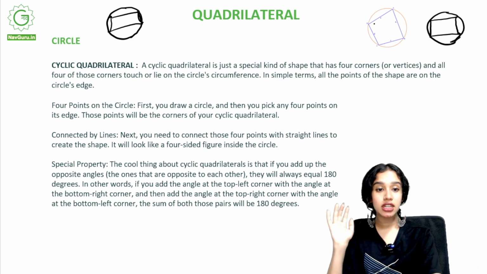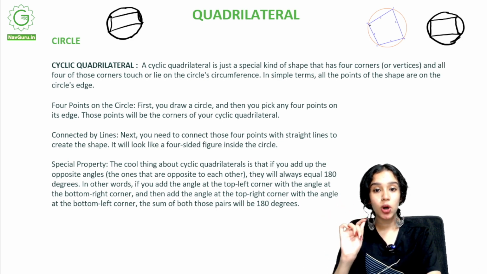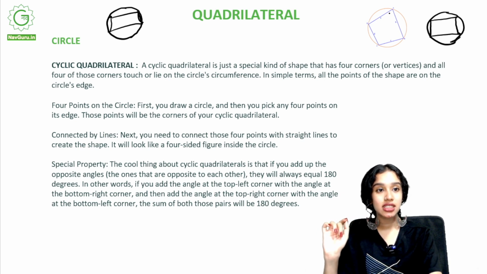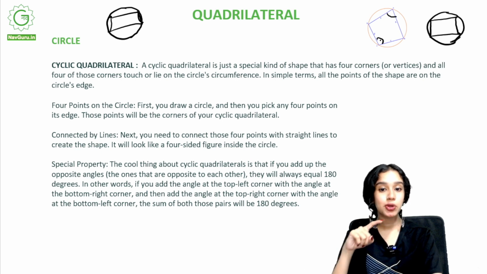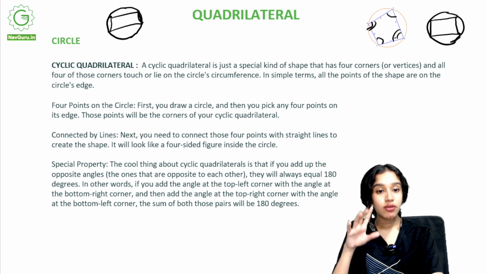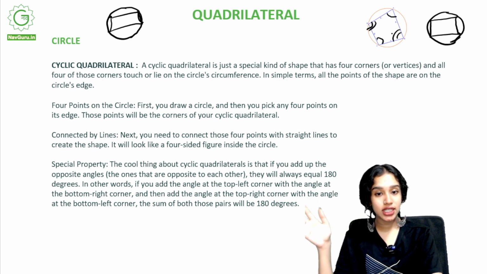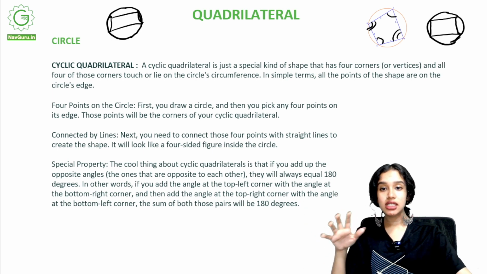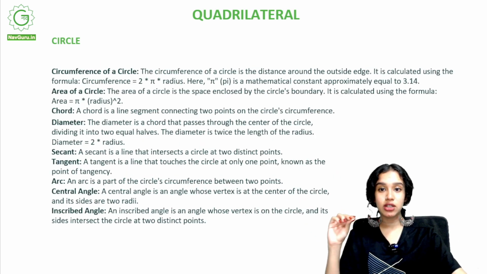The thing about a cyclic quadrilateral is that if you add up the opposite angles, they will always be equal to 180 degrees. So why is it? Because let's say this is a circle, right? So this angle and this angle should be linear, that is, they should add up to 180 degrees, right? And if I add this angle and this angle, we would again get 180 degrees, right? This is one important property of a cyclic quadrilateral.